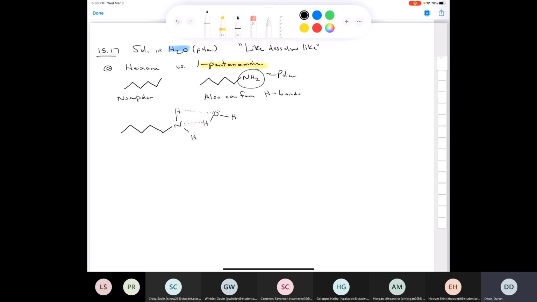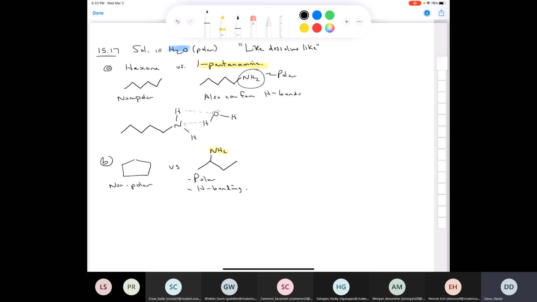The next one is, sorry, I'm reading the wrong question. Cyclopentane or 2-butanamine. The answer is going to be the 2-butanamine, and the reason is the exact same as in A. The hydrocarbon is completely non-polar, and not only is this region of the molecule polar, it can also form hydrogen bonds, so hydrogen bonding with that primary amine.